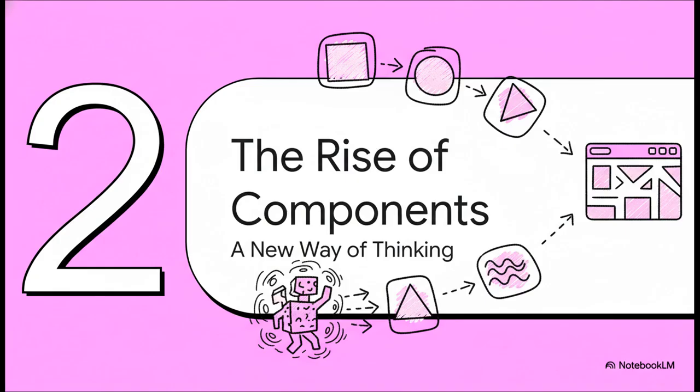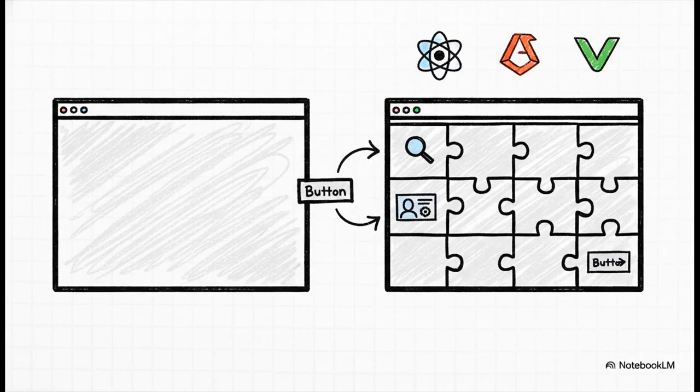What if we stopped thinking about our app as one giant thing, and instead, we started breaking it down into smaller, reusable pieces? And this is where frameworks like React, Angular, and Vue absolutely changed the game. They brought this revolutionary idea to the table. Stop building pages, start building components. Think of them like Lego bricks for your UI. A search bar, that's a component. A user profile card, component. A simple button, you guessed it, a component. You build it once, and you can stick it anywhere you want.